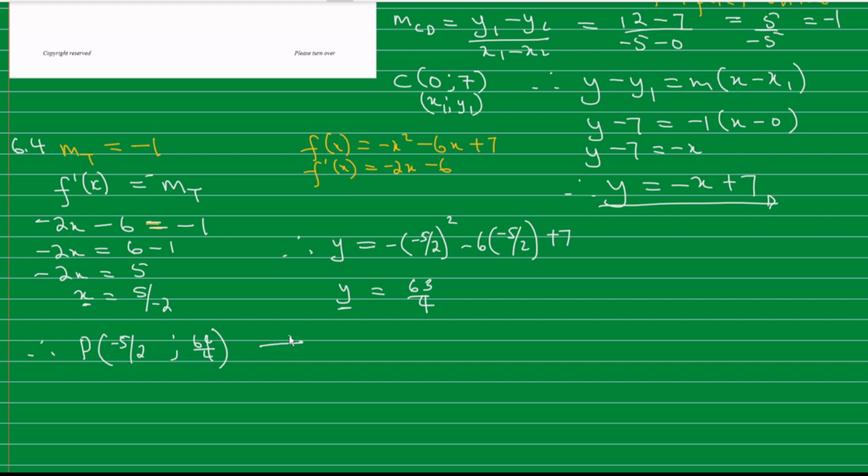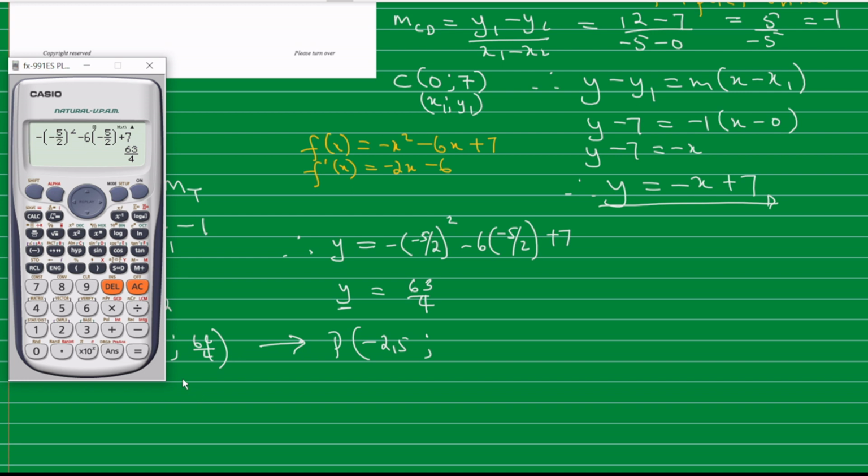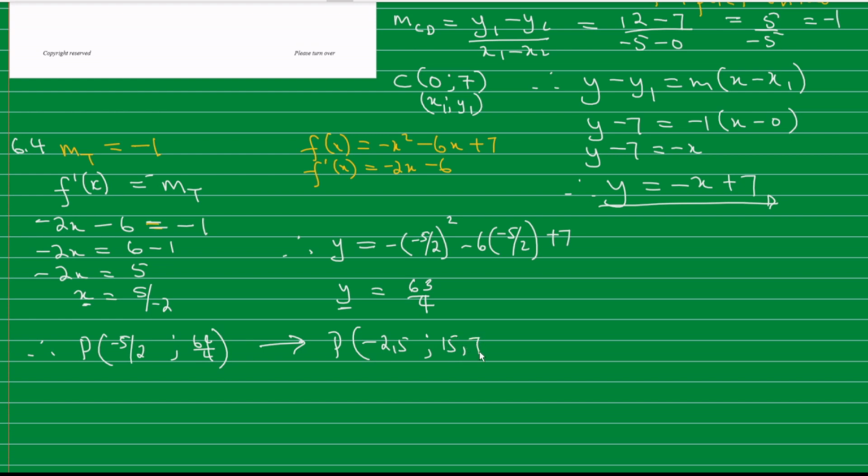or if you want to write it in decimals, this will be P negative 2.5, and then, as we have seen here, we said that is 15.75. Okay, so you can write your answer as that or that.